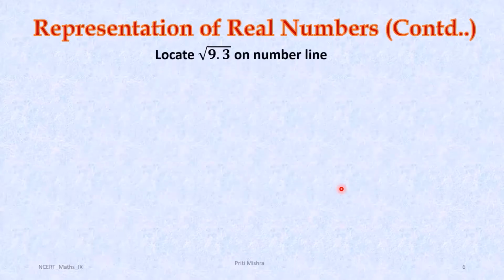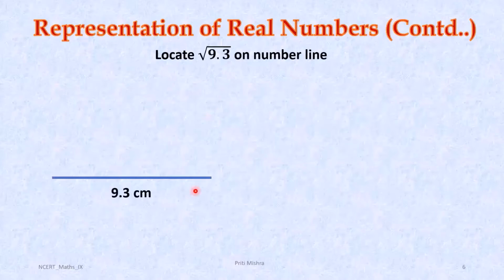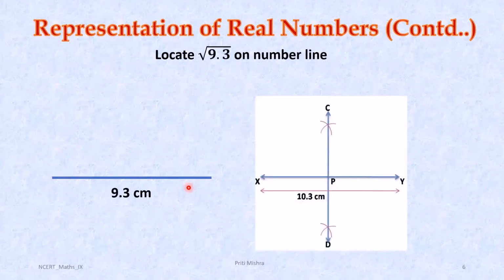Now we are going to locate square root of 9.3 on the number line. In our previous slides, we located rational numbers on number lines. Now this is an irrational number. We are going to locate the irrational number under root 9.3 on the number line. At first we will draw a line of length 9.3 centimeter. Then we will add 1 centimeter to it. Now we will cover 10.3 centimeter.